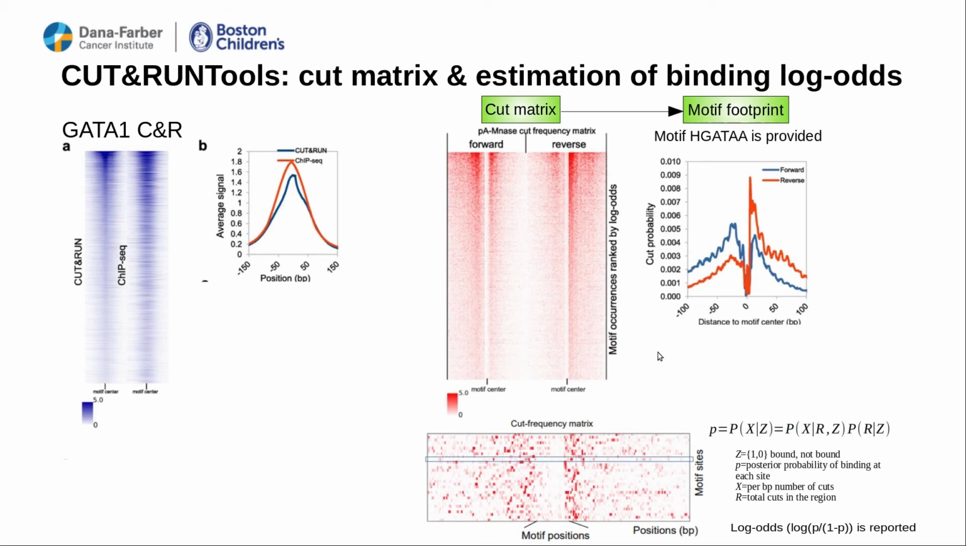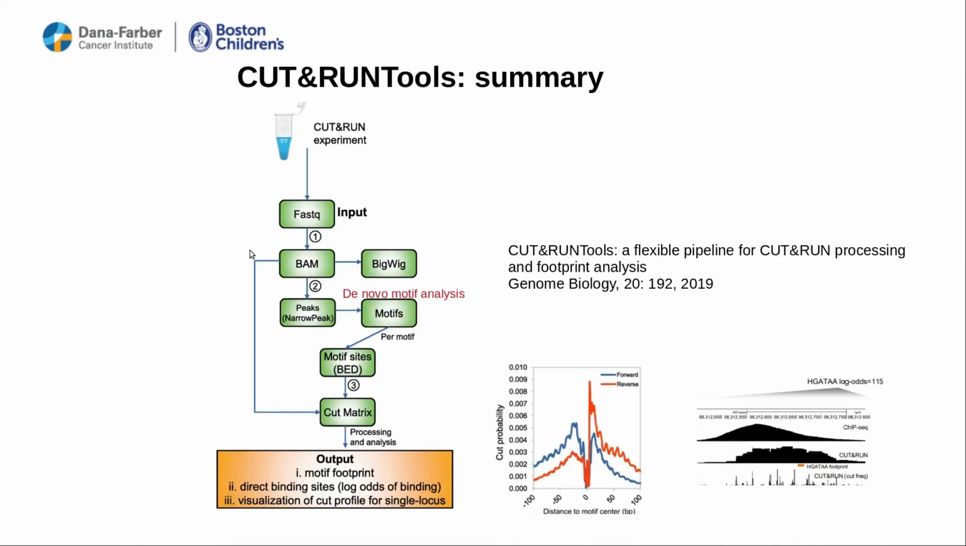What is more, we go one step further by utilizing the motif footprint pattern to help us estimate the single-locus binding log odds. As shown in this formula, it is the probability of the overall cuts in the region R given Z, as well as the conditional probability of the spatial distribution of cuts given the total number of cuts in that region. So in summary, we have presented this pipeline, and this pipeline allows people to estimate footprints as well as the single-locus binding probability.